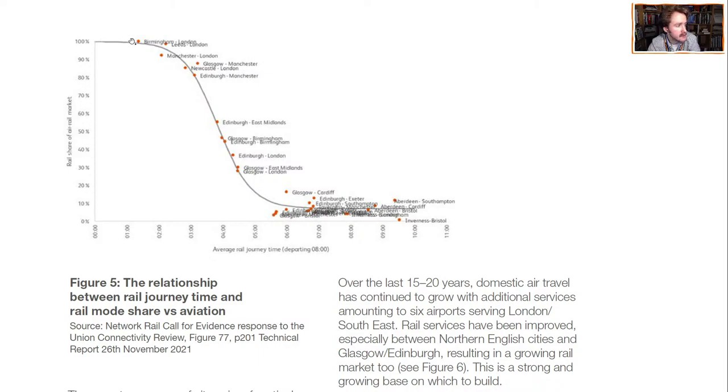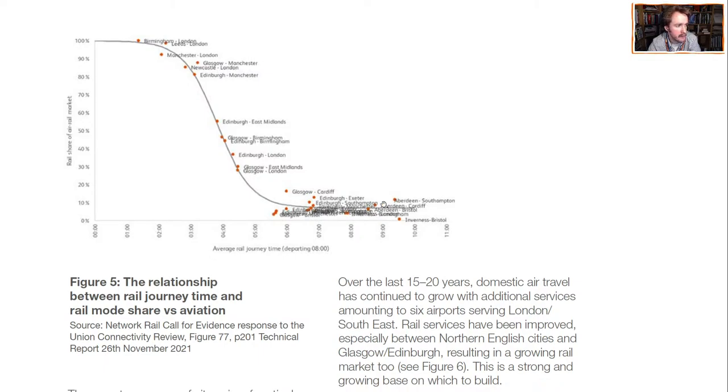Well, rail has Birmingham to London, pretty much 100% rail. Leeds to London, pretty much 100% rail. That's at 2 hours. So you can see as you reach beyond 2.5 to 3 hours, mode share drops to about 50%. As soon as that magic 3-hour mark is where you can capture 50% plus of the modal share of those journeys versus air. And then it gets quite low, you know, 10% for the longer journeys.